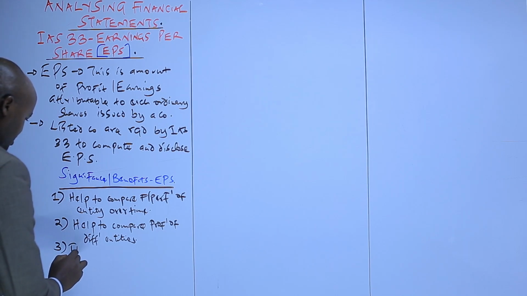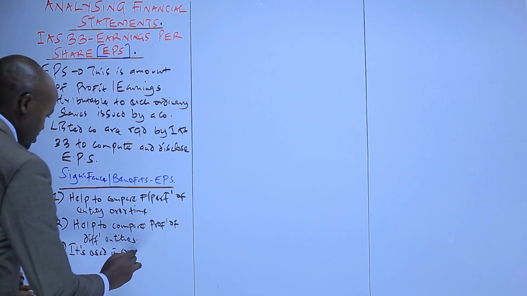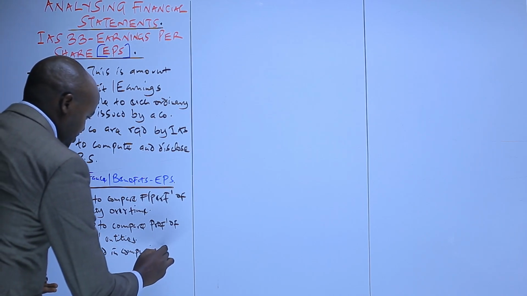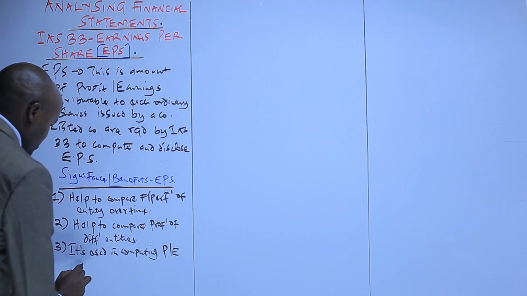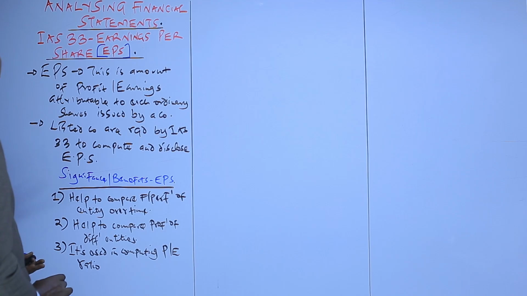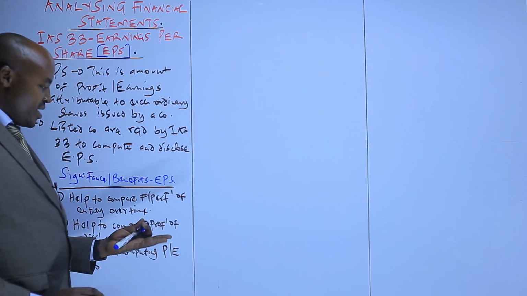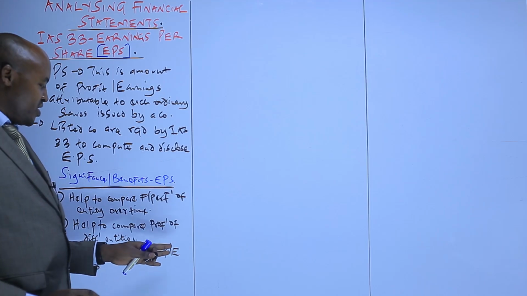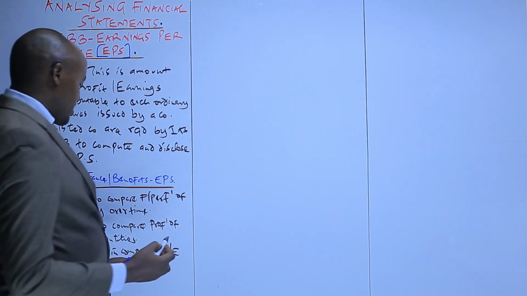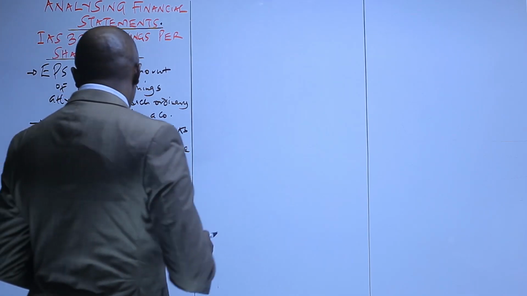Number three is that the earnings per share is also used in computing the price earning ratio. So the price earning ratio is basically a ratio which is computed by taking the market price per share, and then we divide that with the earnings per share. So to compute that ratio, definitely you need to have the earnings per share.